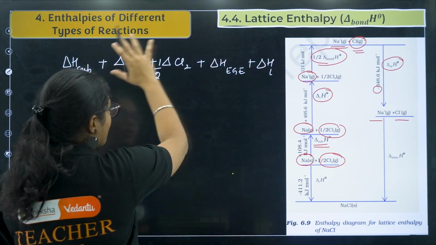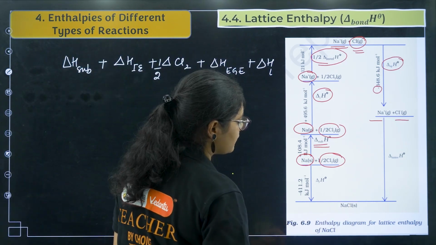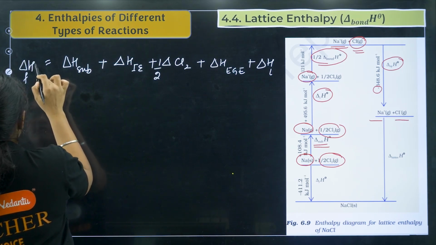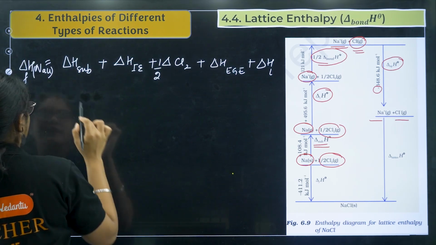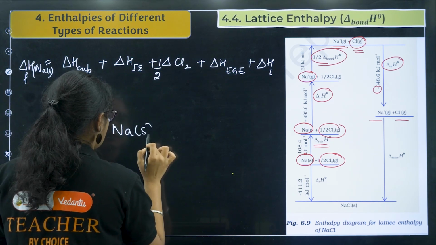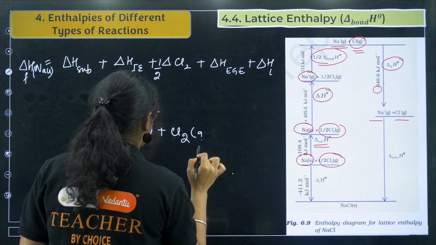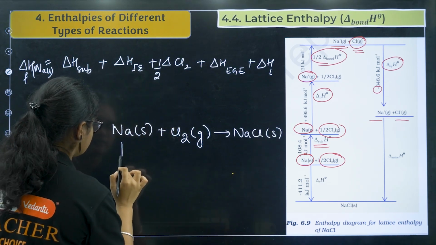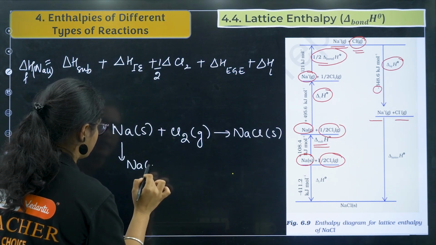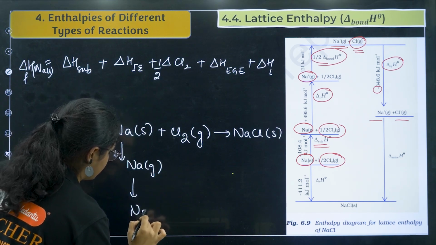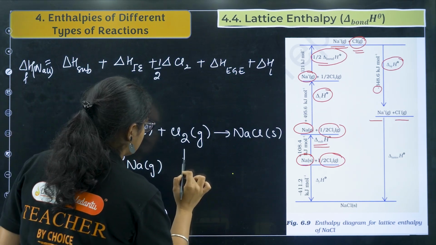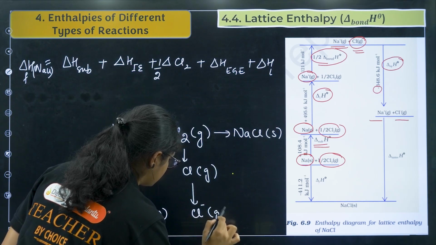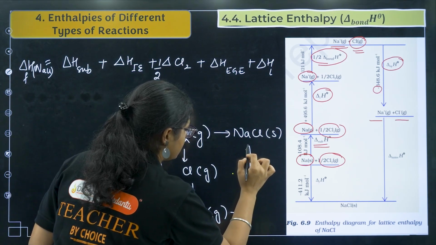Now all these things will be equal to what? Enthalpy of formation of NaCl, right? We are forming NaCl here. What is the exact reaction happening? Na solid plus Cl2 gas is giving you NaCl solid. In between we have so many steps: first we are converting Na to Na gas, then Na to Na plus gas, here you are converting Cl2 to Cl gas, and then Cl to Cl minus gas. Now these two are reacting to give you NaCl, right?